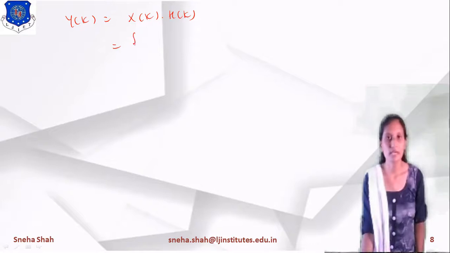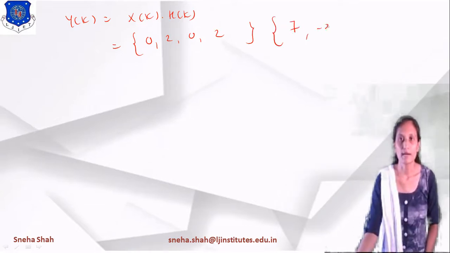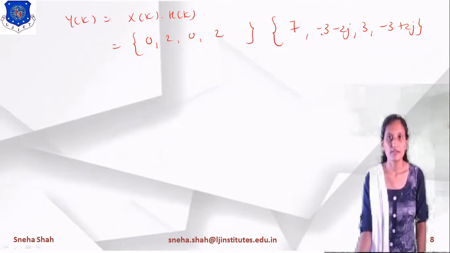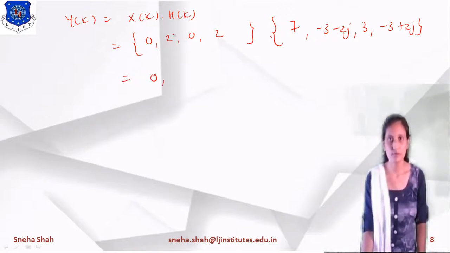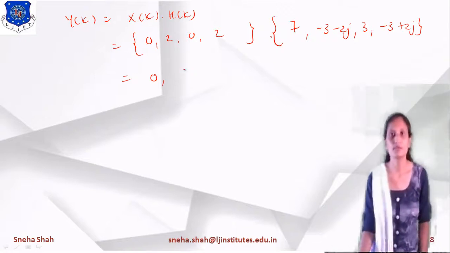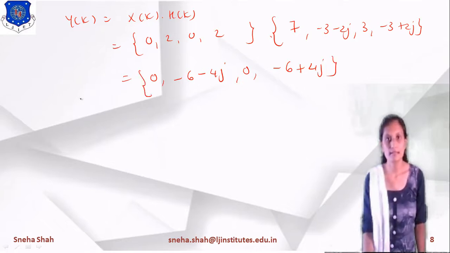What is the value of X of k? 0, 2, 0, 2, right? And what is the value of H of k? The terms are 7, minus 3, minus 2j, 3, minus 3 plus 2j. If I multiply these two element by element, then 0 into any term is 0. The next term is 2 into this, which gives the answer minus 6 minus 4j. The next term is 0 into any term, which means 0, and 2 into this term means minus 6 plus 4j, right? So this is your answer for Y.